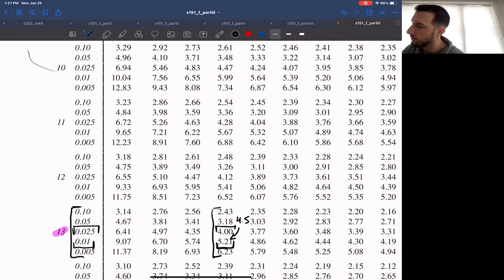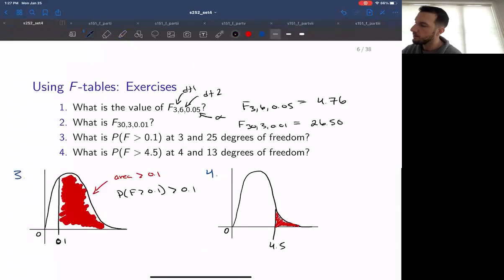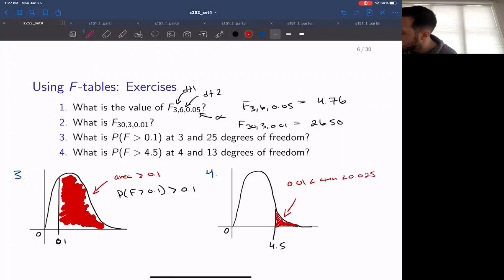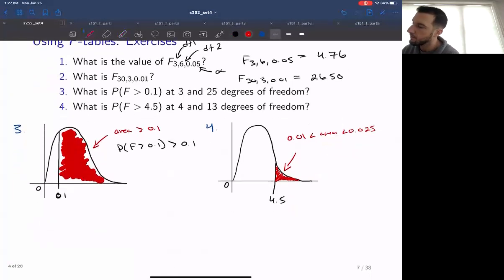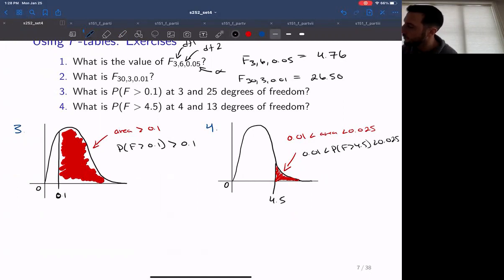So going back to our slide, we can write that this area here is between 0.01 and 0.025. So 0.01 is less than the probability F is greater than 4.5, which is less than 0.025. This is what we will typically expect when we're finding p-values using the F distribution.